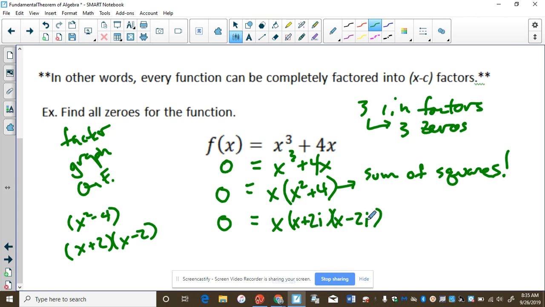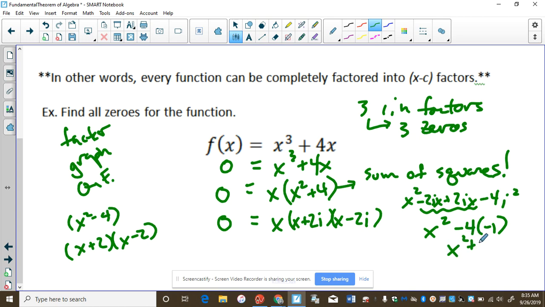And if you don't believe me, go through the process of foiling this. x times x is x squared. x times negative 2i is negative 2ix. x times positive 2i is positive 2ix. And positive 2i times negative 2i is negative 4i squared. These terms cancel out. i squared is equivalent to negative 1, we end up with x squared plus 4. So this is why our sum of squares can be broken down into complex conjugates like this.